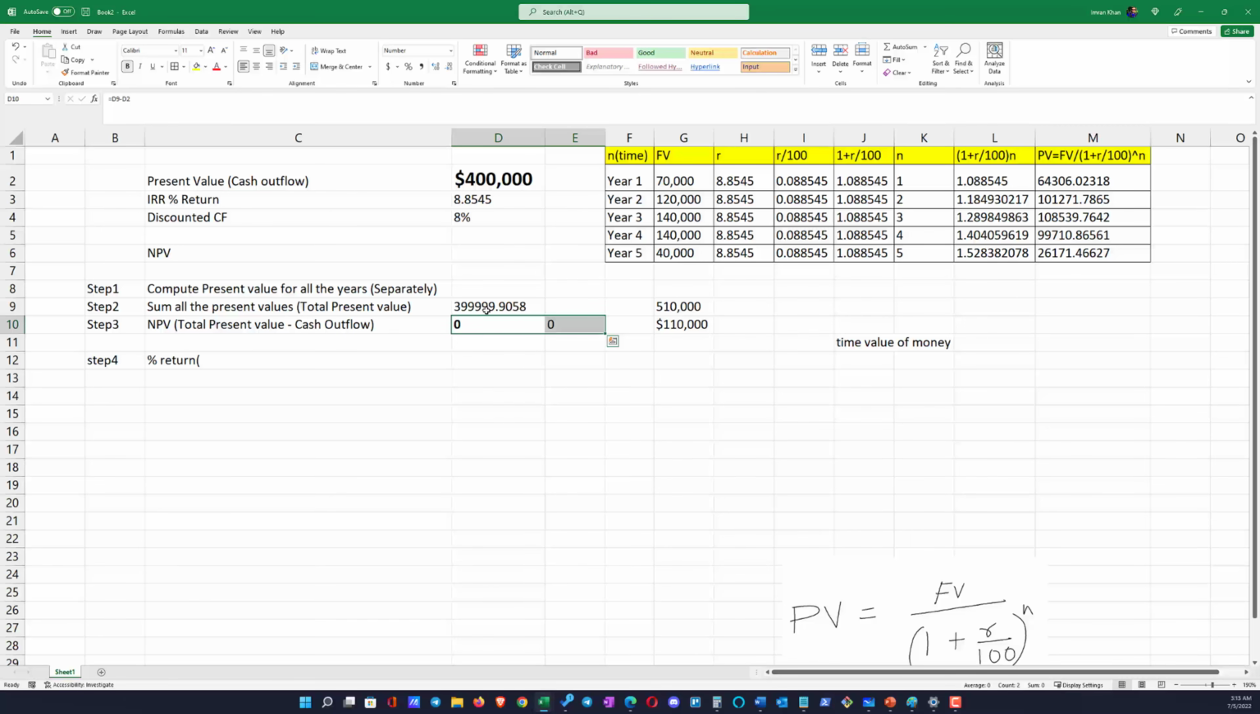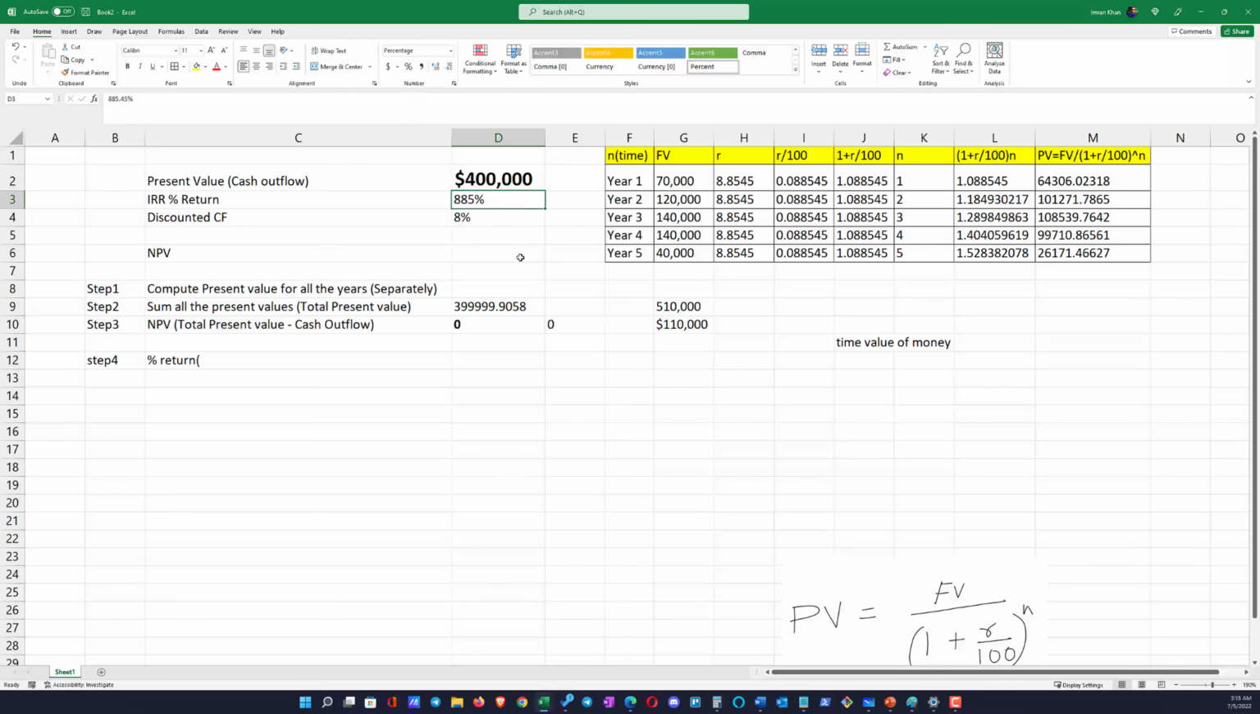It's 399,999.90, which is close to 400,000. So these two numbers should become 400,000. Okay, this number is close to 400,000. So at 8.8545, your net present value is becoming 0. That means if you are investing in the project, you are going to get 8.8545% as a return.